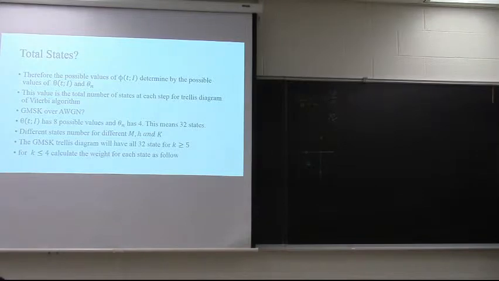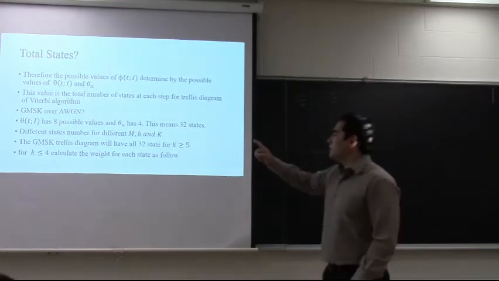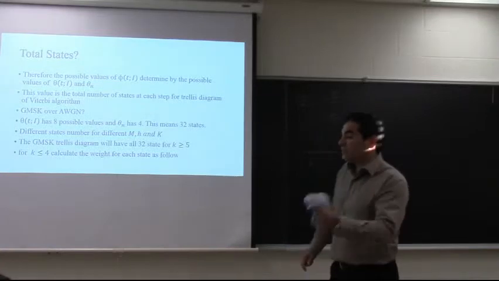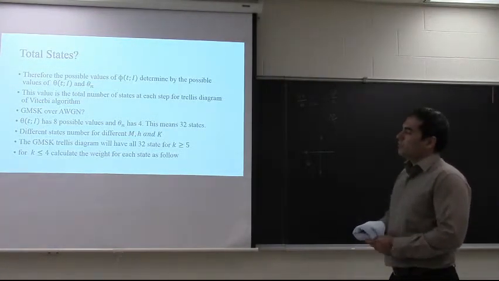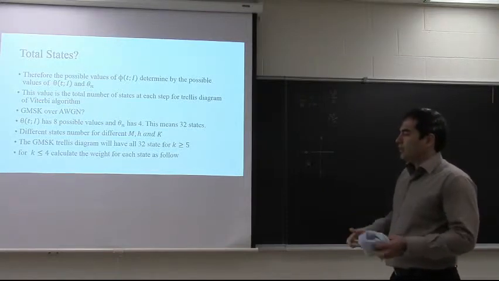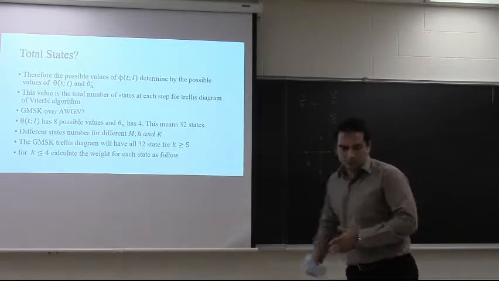Okay, but the point is, the GMSK trellis diagram will have 32 states, that's fine. But for k equal to or greater than 5, we will see that. Why? For k equal to or lower than 4, you're doing as follows.